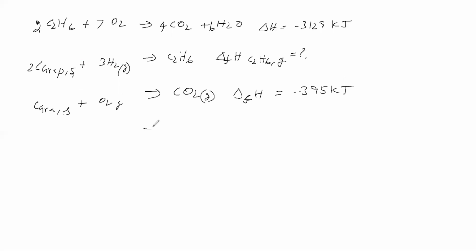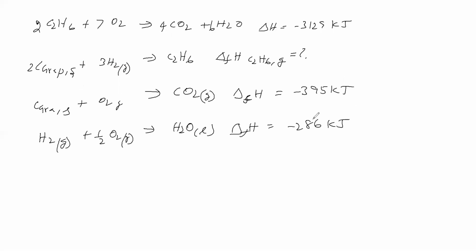Next given is enthalpy of formation of water liquid. So for this constituent elements means H2 gas plus 1/2 O2 gas. For this enthalpy of formation of water is given, that is minus 286 kilojoule. Okay. So these are the given equations. So given equations number 1, number 2, number 3. Required equation we have written here.